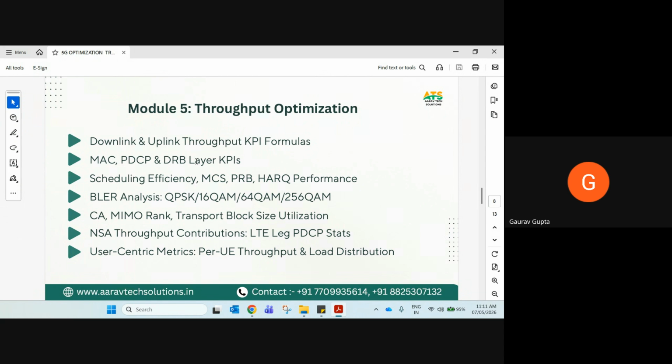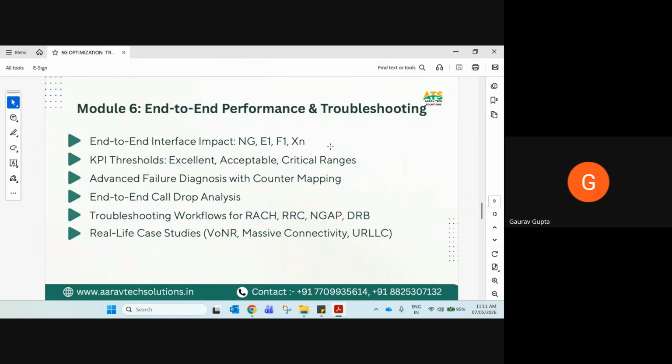After this, all these modules, we started with the architecture, then accessibility, then retainability, then mobility, then throughput. After this, our last session will be module 6. Module 6 will not include any KPI. Until module 5, you will be done with all the KPIs. So why have we designed module 6? Read this name: end-to-end performance and troubleshooting, right?